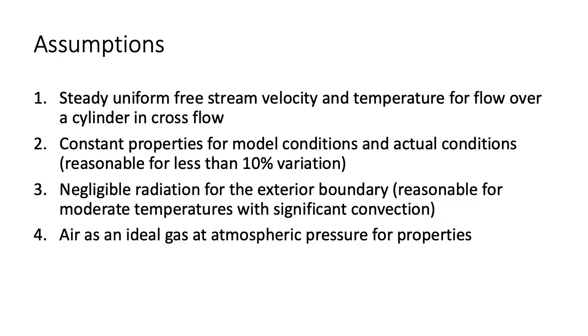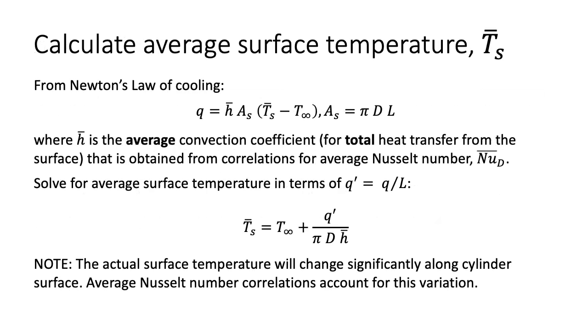up properties. We begin our calculation for the average surface temperature by recalling Newton's law of cooling for total heat transfer by convection in terms of the average convection coefficient for the cylinder. Note that we will need to get a value for the convection coefficient from a correlation for average Nusselt number. Next, we solve for the average surface temperature, substituting in the known heat loss per unit length.